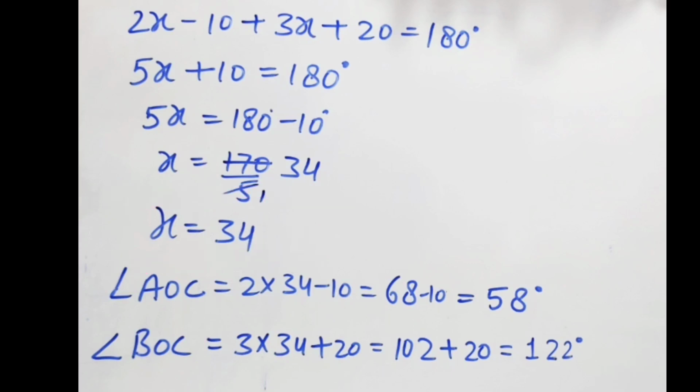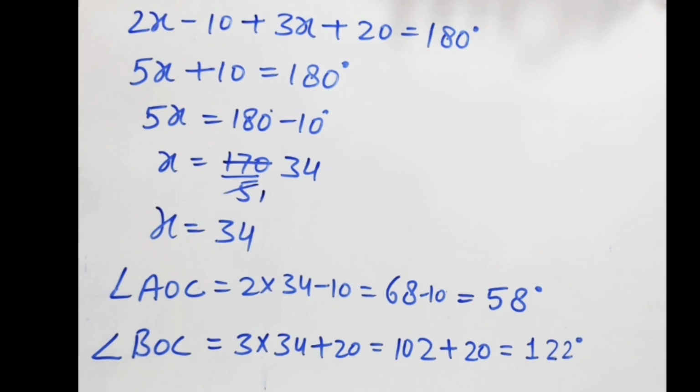Now we will find the value of angle AOC and we assumed it was 2x minus 10. So we will write 2 into 34 minus 10 because we already have got the value of x, it is 34. So we will put 34 in place of x. So 2 into 34 will be 68, minus 10 will come as it is. Now 68 minus 10 will be equal to 58 degree. So this is the measure of angle AOC, it is 58 degree.